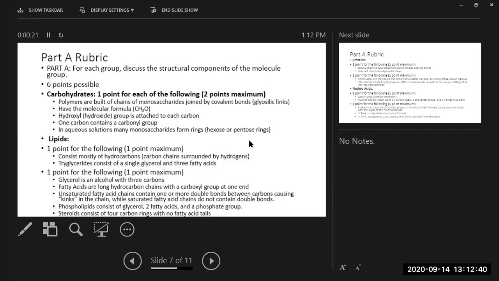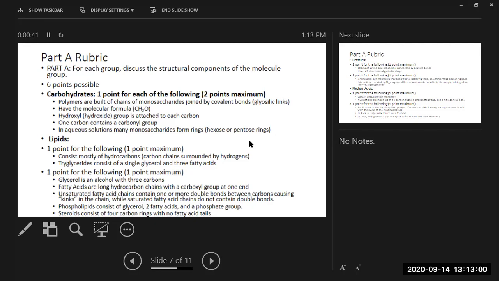So if you chose carbohydrates, here's what you needed to write. You have 5 things you could have written. You only needed to get 2. One, if you said carbohydrates are polymers that are made up of monosaccharides, that's a point. But I'm going to tell you what. This is one of those learning moments.